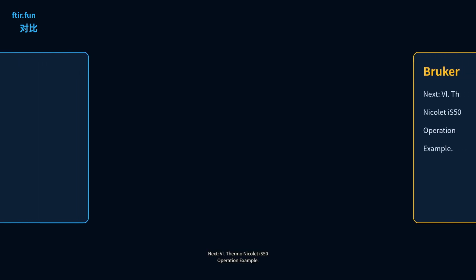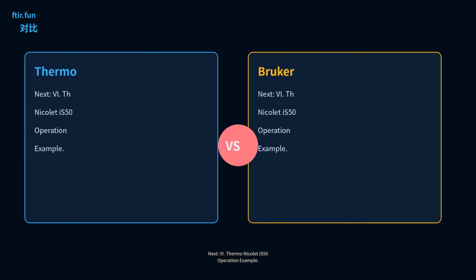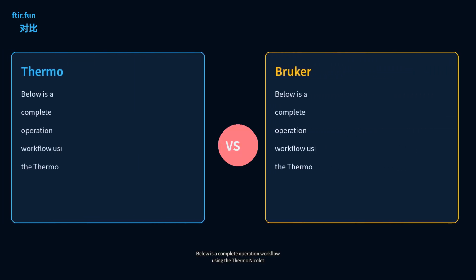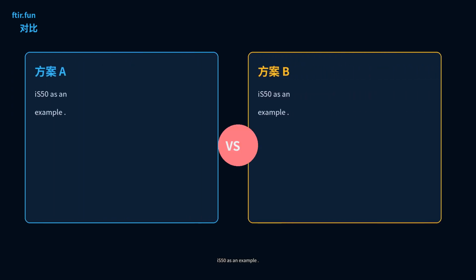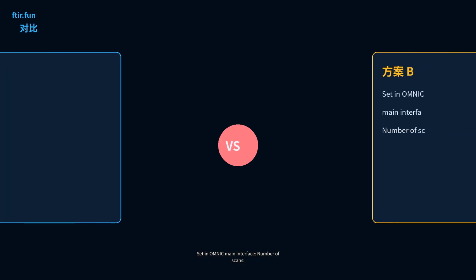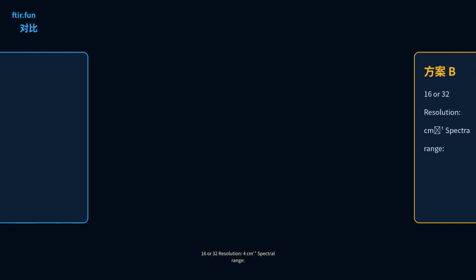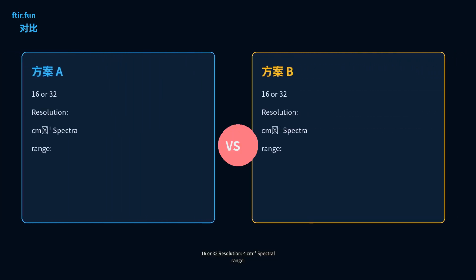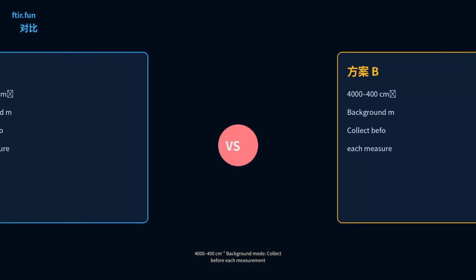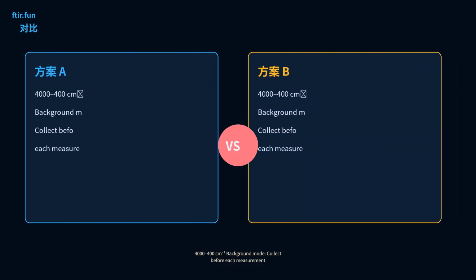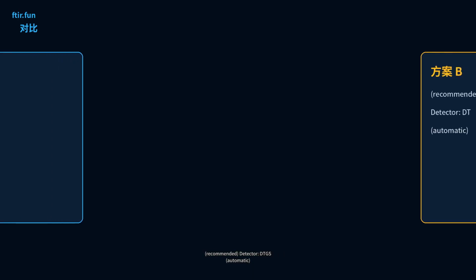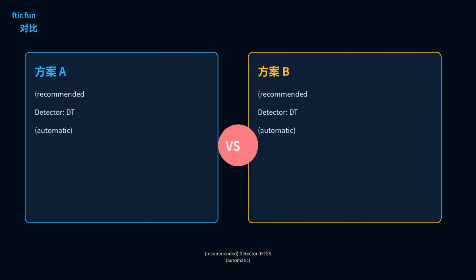Next, Thermo Nicolet iS50 operation example. Below is a complete operation using the Thermo Nicolet iS50 as an example. Set in the Omnic main interface: number of scans 16 or 32, resolution 4 cm, spectral range 4,400 cm, background mode. Collect before each measurement. Recommended detector DTGS automatic.